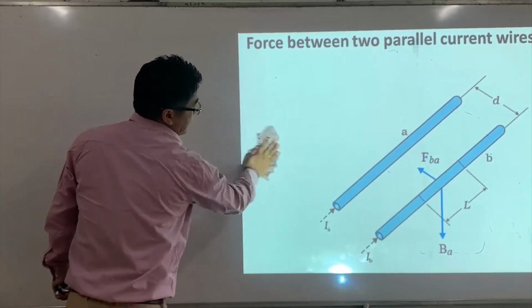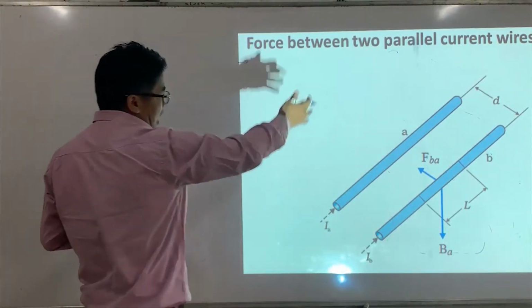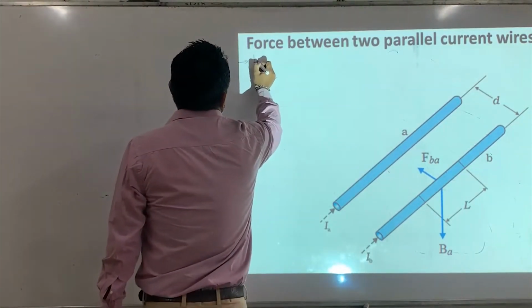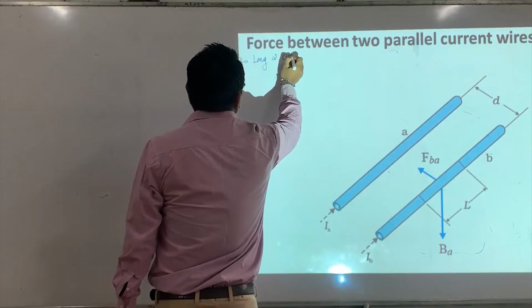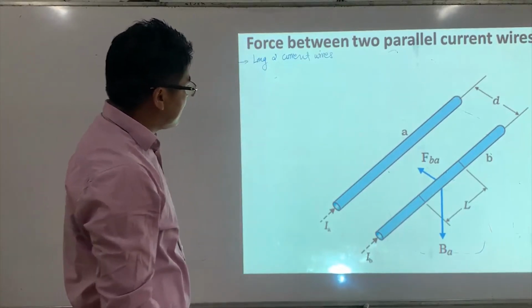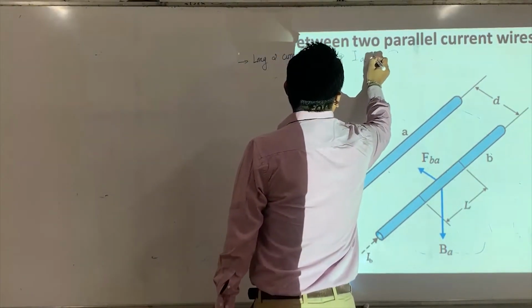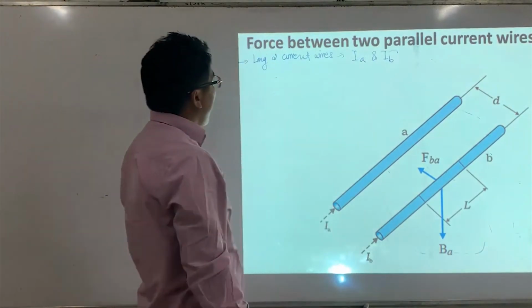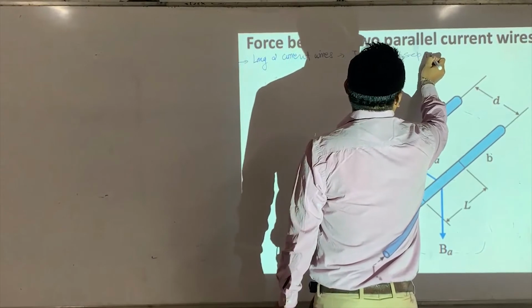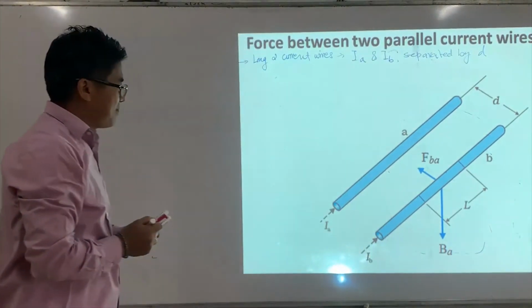So let's see here. I have two long current wires, having currents IA and IB, and separated by a distance D.